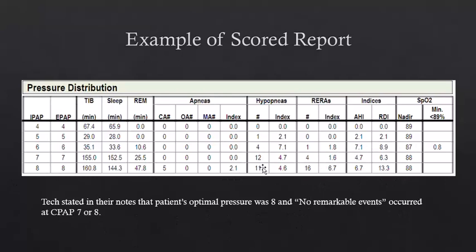But we can see that events did occur. And so this patient wasn't fully titrated, and instead their optimal pressure was not found because there was a lot of time just left at these pressures when the tech should have been going a little bit higher.